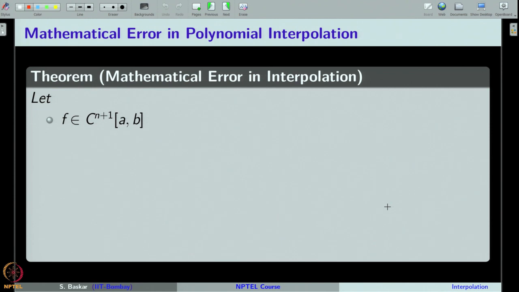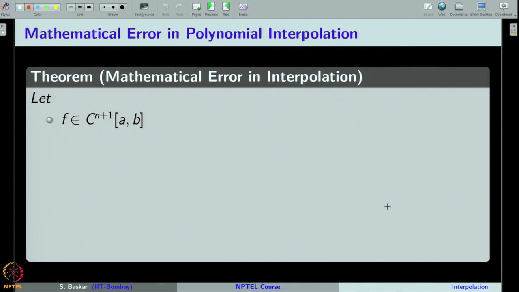Here, we need to assume that f is a C^(n+1) function defined on the interval [a, b]. What does it mean? It means f is continuously differentiable up to the order n plus 1. It means f is continuous and f dash exists. f dash is also a continuous function.